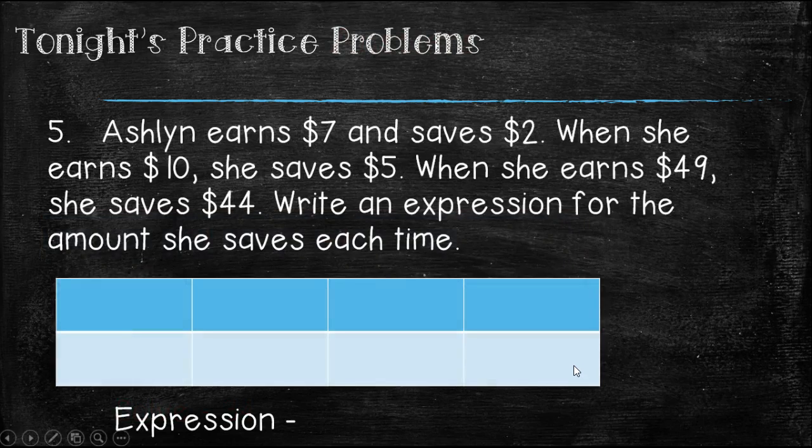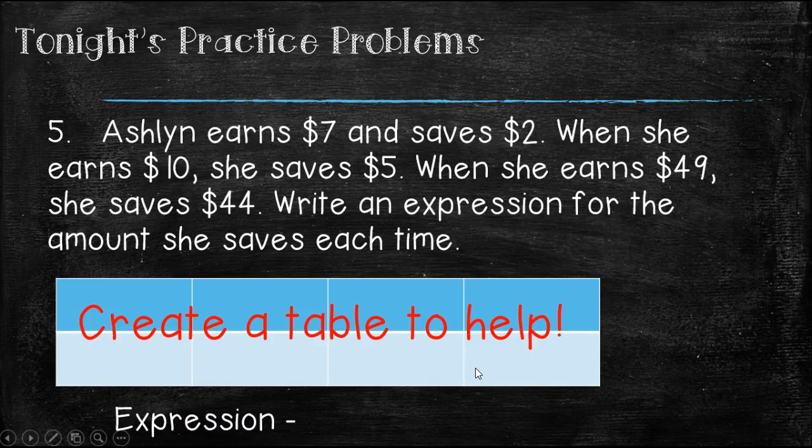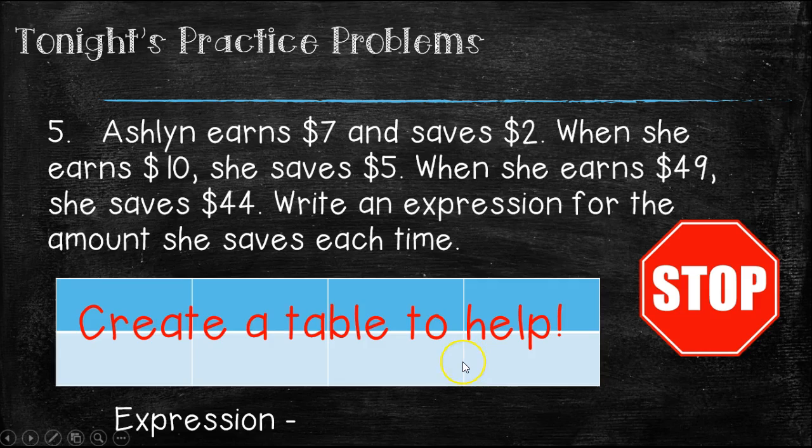And here's our last one. Ashlyn earns $7 and saves $2. When she earns $10, she saves $5, and when she earns $49, she saves $44. So be sure to write an expression for the amount she saves each time. Create a table to help. Go ahead and pause the video and come back with the answers in 5, 4, 3, 2, 1.